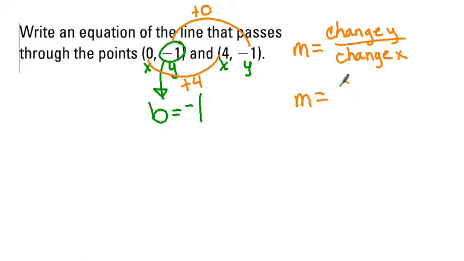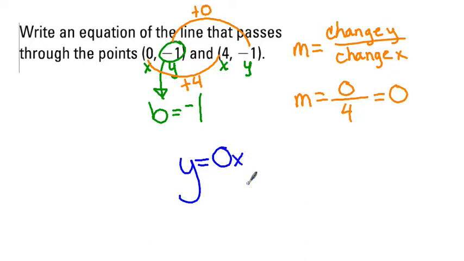My change in y is nothing, and my change in x is an increase by 4. But 0 divided by anything is 0. So I have a slope of 0. When I write my equation, y equals slope 0, x. Y-intercept is -1, so -1.